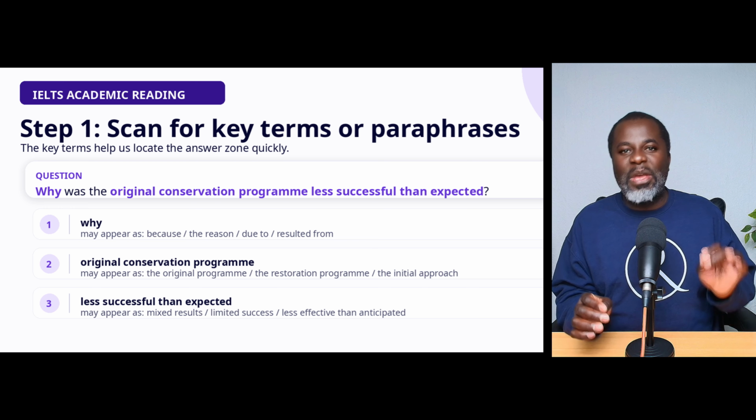We are not reading every sentence with equal attention. We are scanning for language to connect to the original program, its limited success, and the reason for that result. With those search clues in mind, let us move to the second step and locate the answer zone.